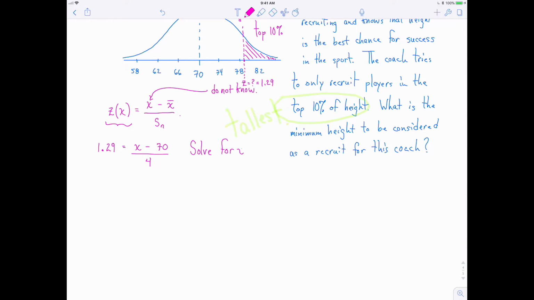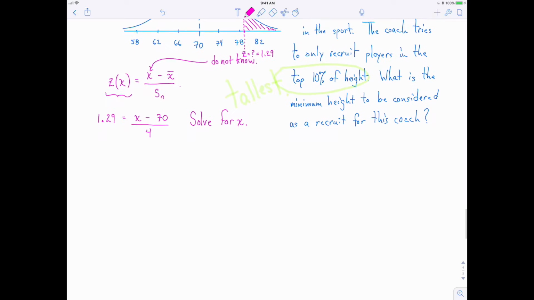Now, what we need to do is solve for x, which in other words means we want x all by itself. Here's how we do this. In algebra, there's really only one rule of concern, and that is that whatever you do to one side, you have to do the exact same thing to the other side. So let's make some room here. 1.29, I'm just rewriting, equals x minus 70 over 4.